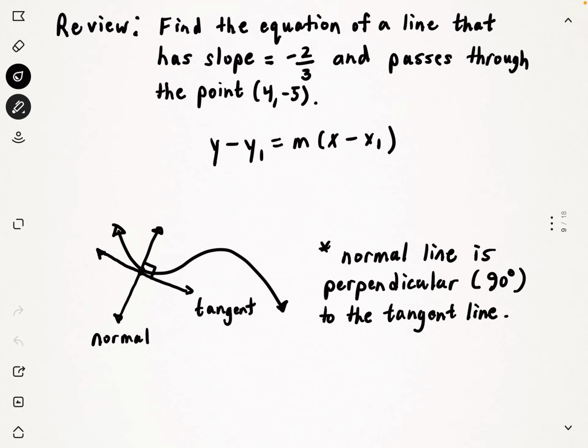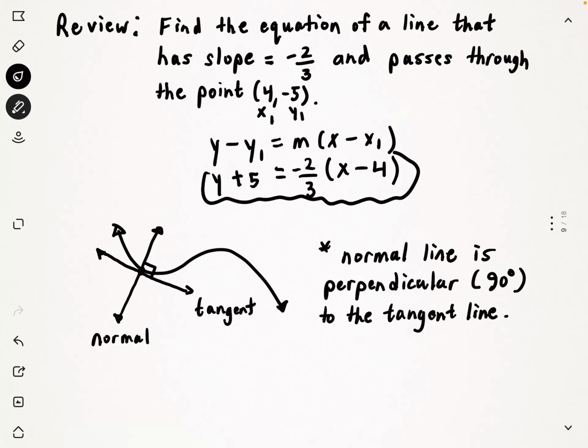So here we have all the information that we need. We have a slope, which is negative 2 over 3, and we have a point, 4, negative 5. That's our x1, y1. So we can put in x minus x1, which is 4, and y minus negative 5, which is really a plus 5. And we now have our equation that has that slope and passes through that point.